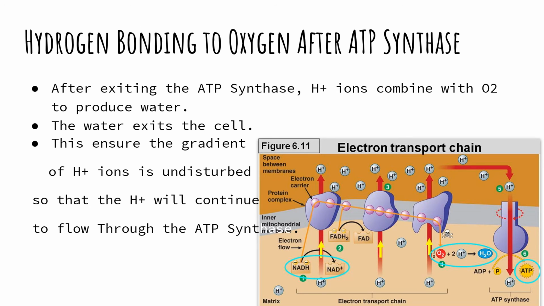Not all of these hydrogen atoms are going to hook up with oxygen. Some of them will go back and find the FAD+ or NAD+ and go through the system all over again. And that's how we get our choo-choo train to continue to go on and on and on throughout that whole thing.